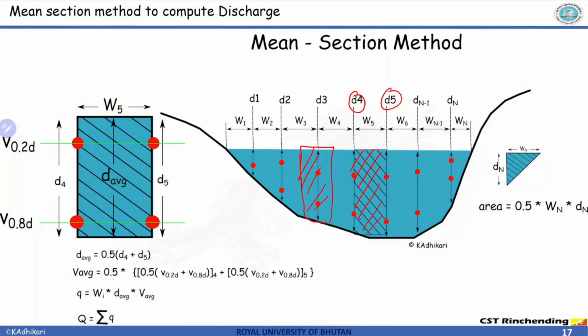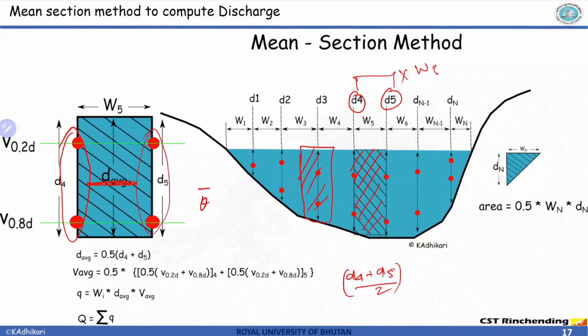And to find the average velocity of the strip, first you average out the velocity between these two, you average out velocity between these two, again you average out velocity between these two, and then you get the average velocity, multiplied by the average of these two depths times the width, which is given, w5. So d for this section is going to be (d4 + d5) / 2. This is the height, times the width, w5.